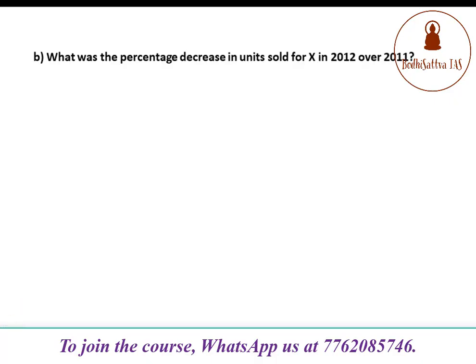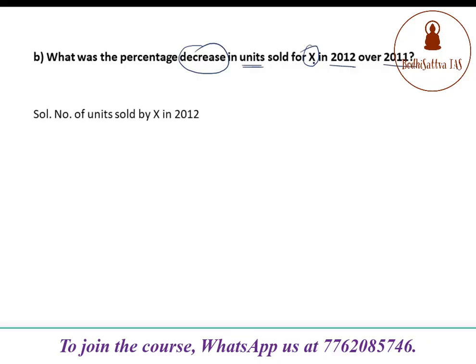So let me choose a different color for the pen. Let me choose a dark blue. So what was the percentage decrease? We have to find out the decrease in units, meaning the number of soaps sold for X. So we have to focus only on company X, and how much the sales decreased in 2012 in comparison to 2011. To solve this, we will find out the number of units sold by company X in 2012 and 2011, and then we will find our answer.